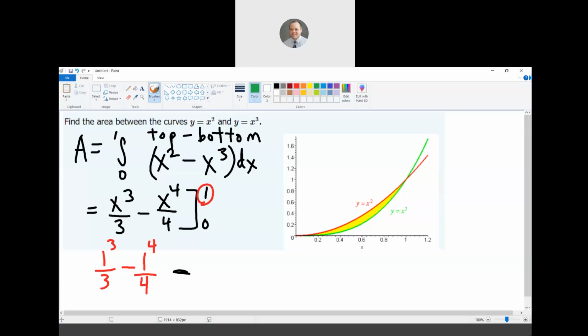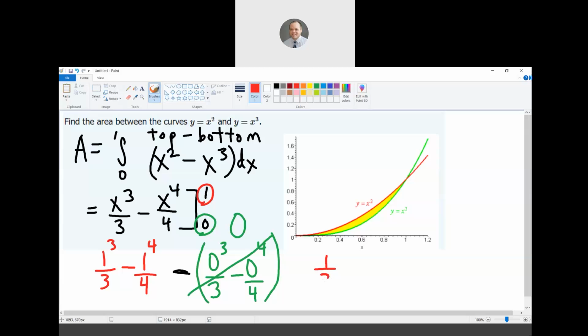And the second go around, we'll plug in 0, our lower limit of integration. Well, the second time around when we plugged in 0, everything goes to 0, so we don't have to worry about that part. First part, we have just 1/3 minus 1/4.